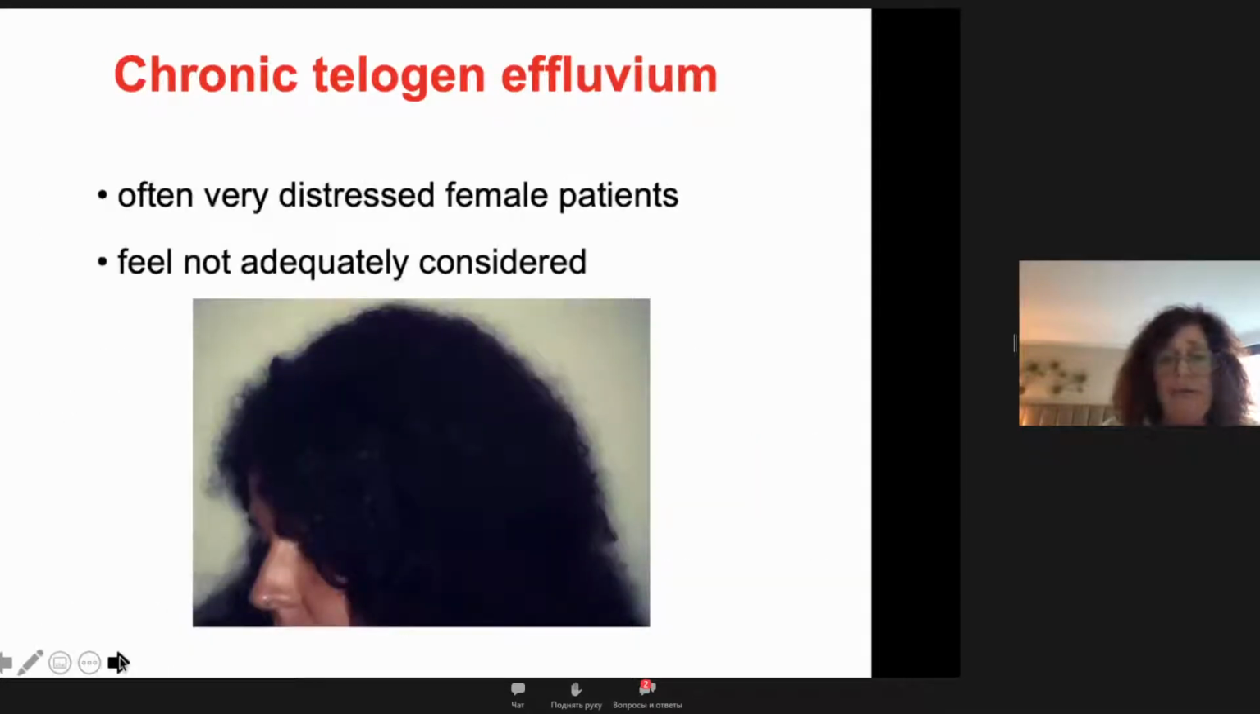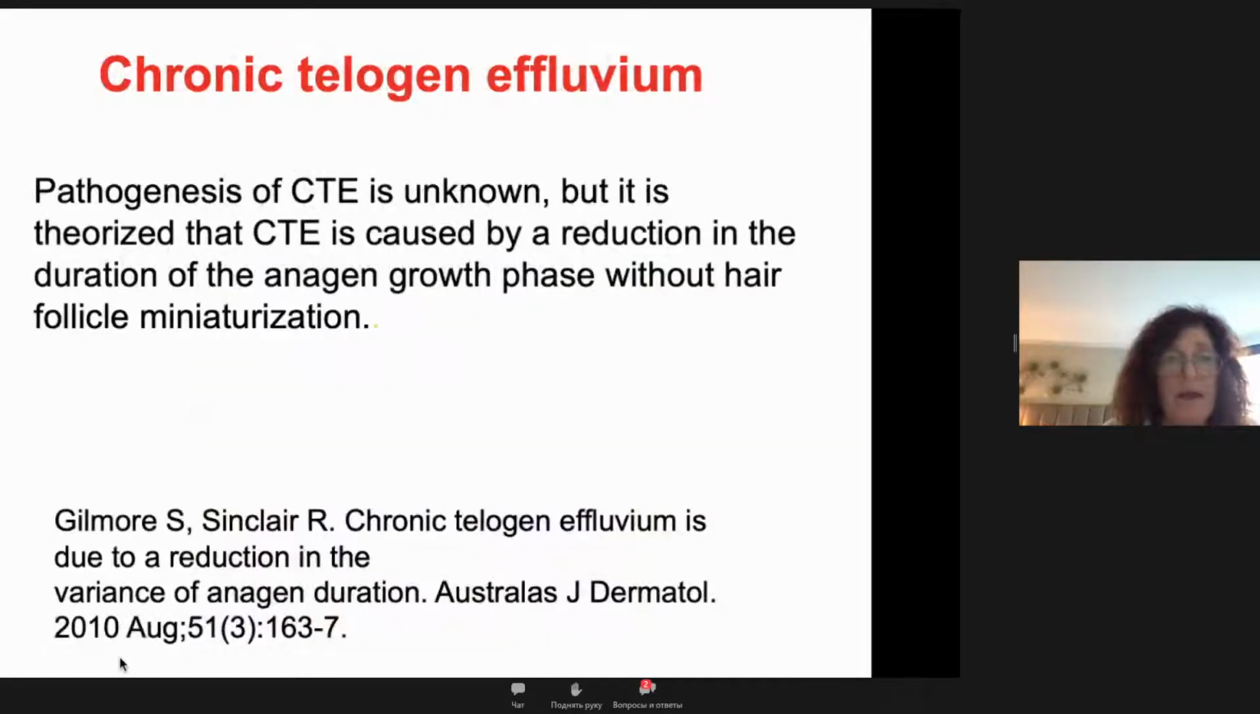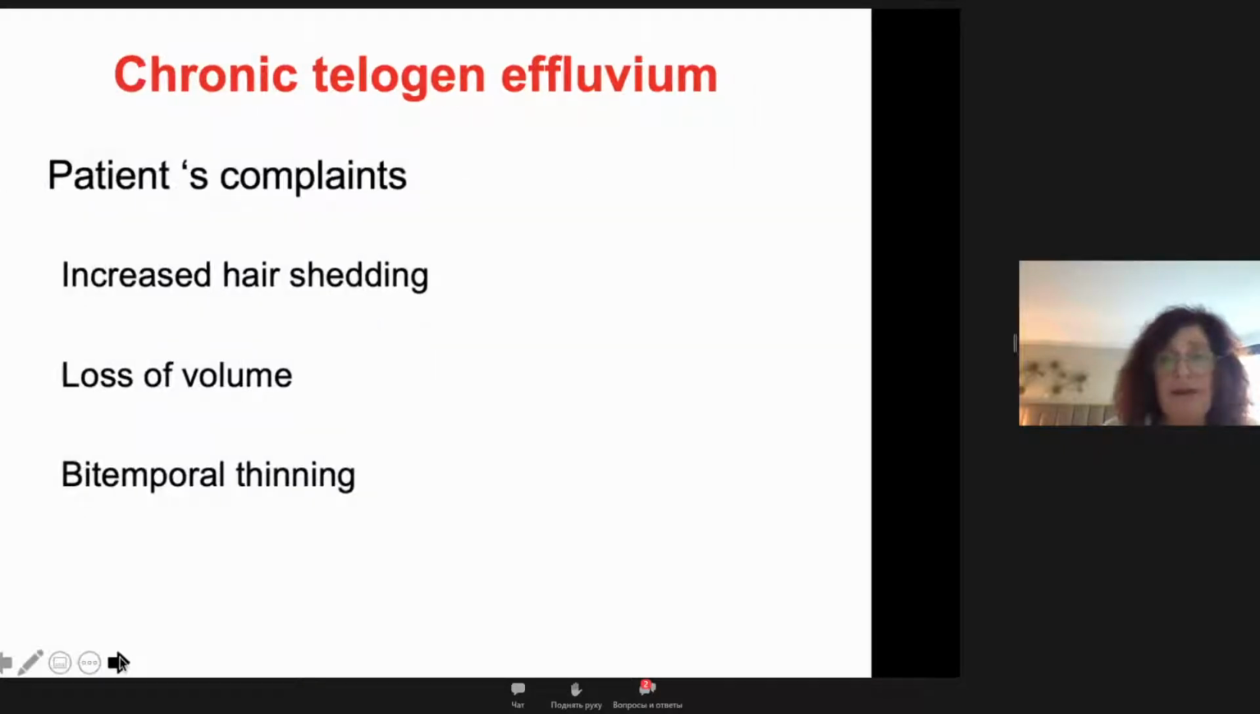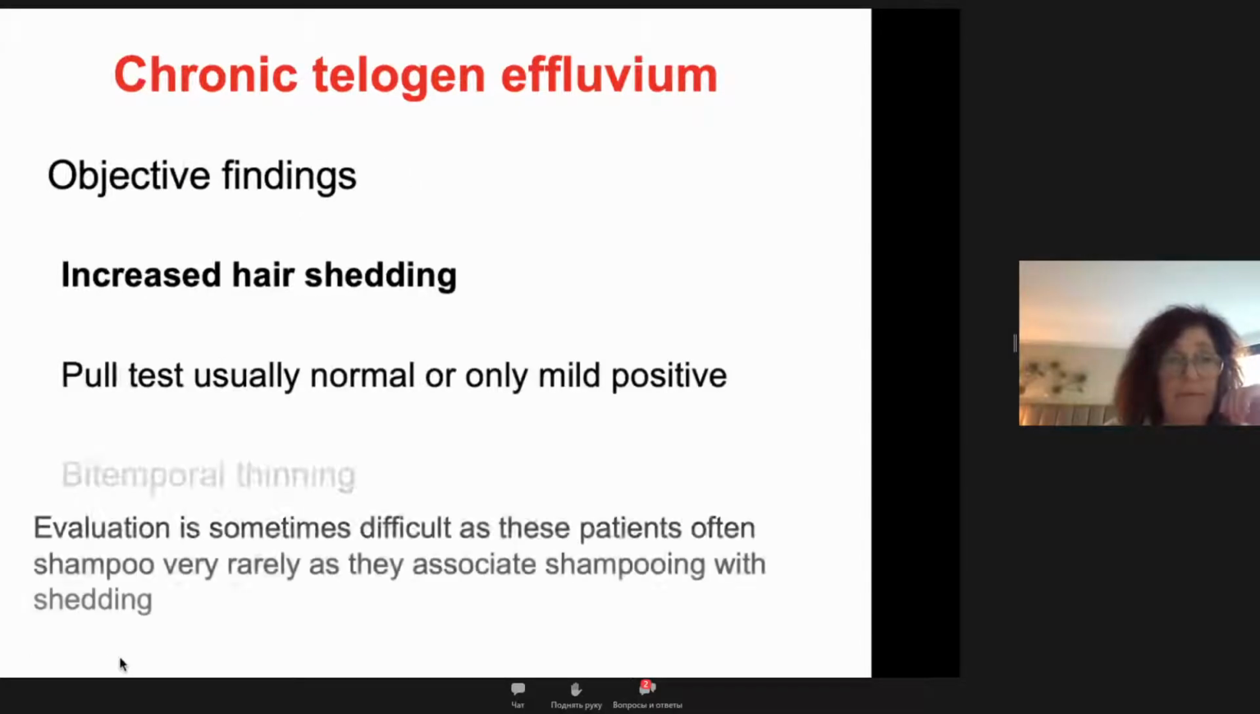And often these patients are very distressed because they feel the doctors don't believe them, because if you look at the scalp, they look normal. We don't know the cause, but we think that it's just a reduction in the duration of the anagen growth without miniaturization. What are the typical complaints of these patients? They complain that they shed a lot, their volume is much reduced, and often they have bitemporal thinning.